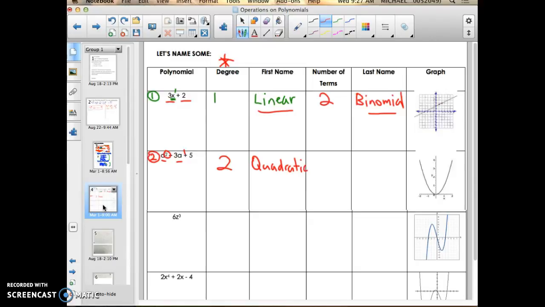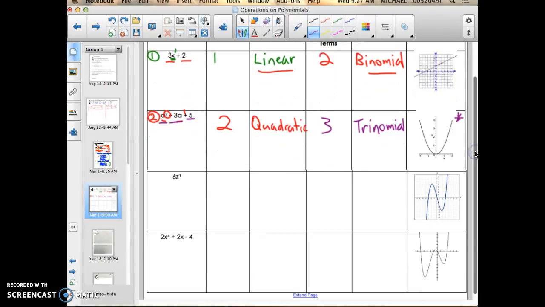Now, to get the last name, I have to look at the number of terms. I see one term, a squared, second term, minus 3a, and then the third term, plus 5. So I know that this one has 3 terms, so I know that this is a trinomial. So the final name, first and last name of this example number 2 is quadratic trinomial. And here's a graph of a quadratic trinomial. This you should be very familiar with. It's called a parabola.